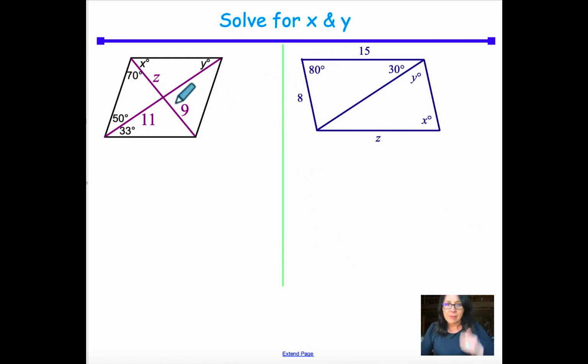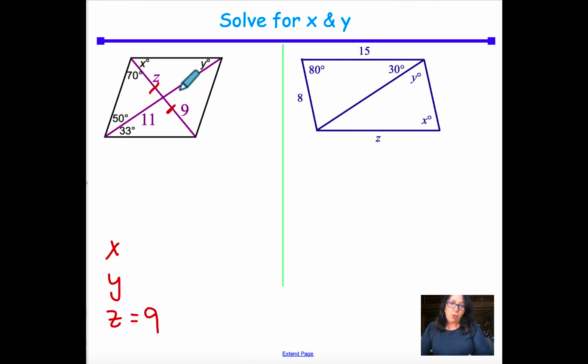For this problem here, you want to solve for x and y again, but in this case, x and y are actual angles. Also, it looks like I'm trying to solve for z. So we have x, we have y, and we have z. What do I know here? Z is going to be the same length as this length, which is 9. There's no length here, so they're not asking me anything there.